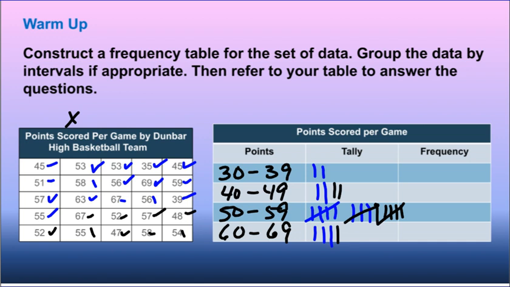So in the 30s, we had 2. In the 40s, we had 4. In the 50s, we had 5, 10, 15. And in the 60s, we had 4. And the frequency should add up to the total number of games that they've played. And they have 1, 2, 3, 4, 5, 25 games. So if I were to add up all these numbers, 2 plus 4 is 6, plus 4 is 10, plus 15, and then you got your 25.